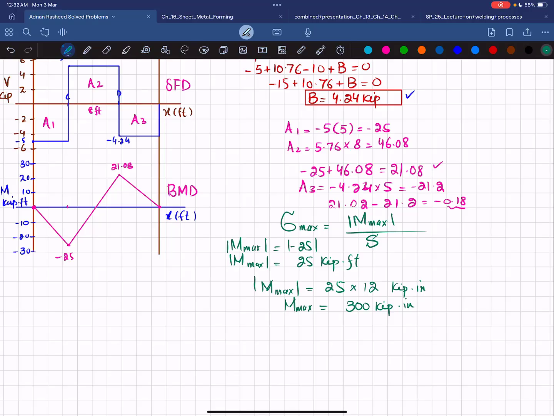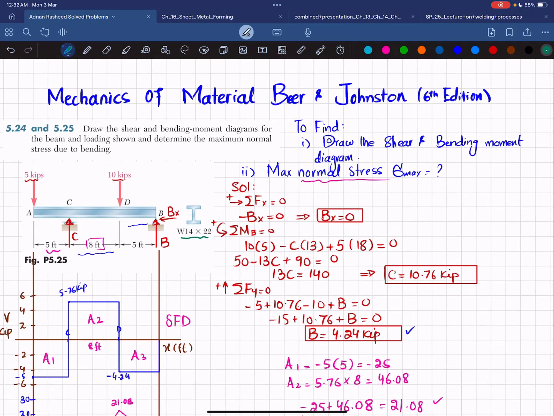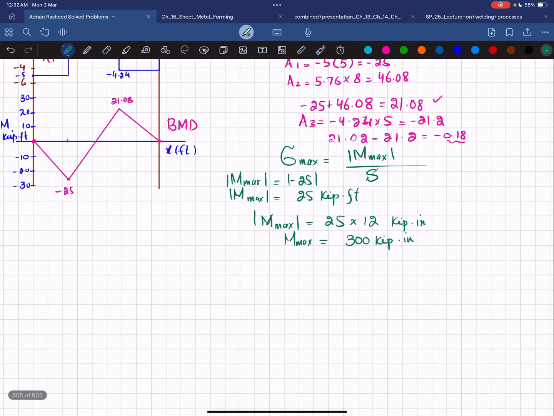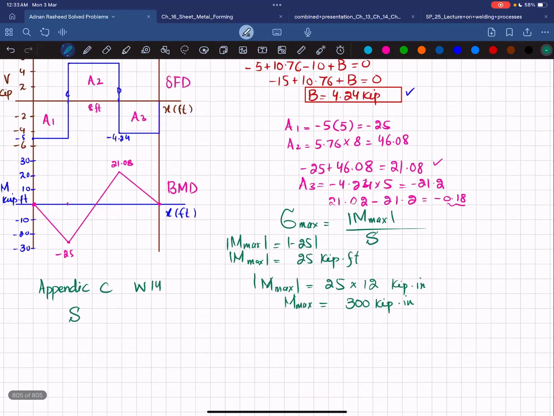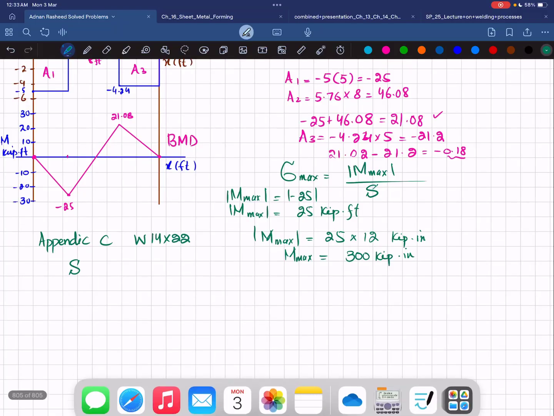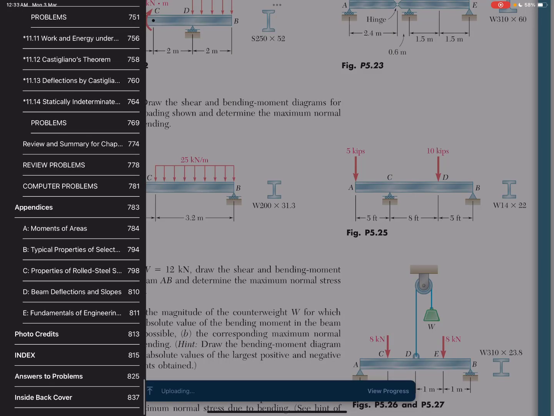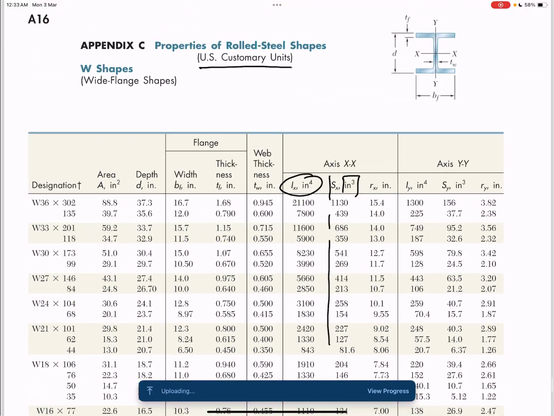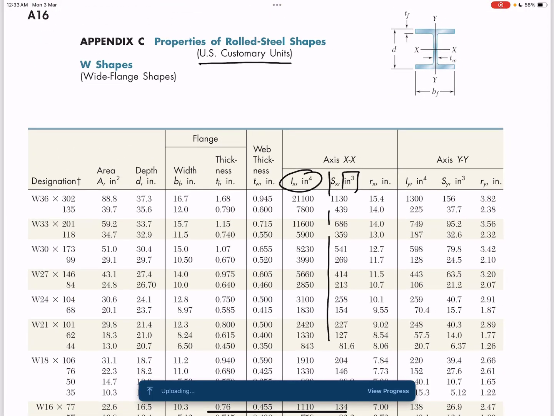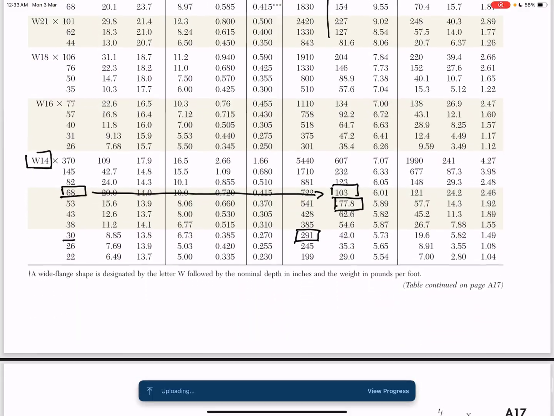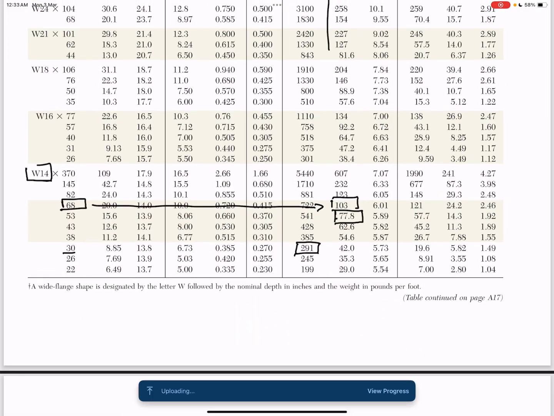Okay. Now what about section modulus? We have been given W 14 by 22. So what we will do is move to appendix C, section property, and we will get the S for W 14 by 22. Okay, so let's go towards the book. This is the book. You have to go to appendix C, properties of rolled steel. Now you can see this is US customary. In US customary, you can see this one is W. So W 14 by 22.